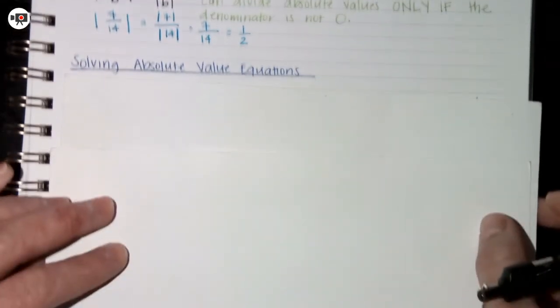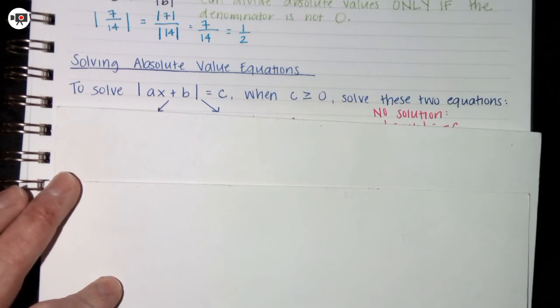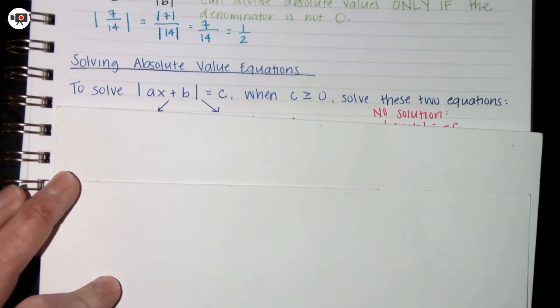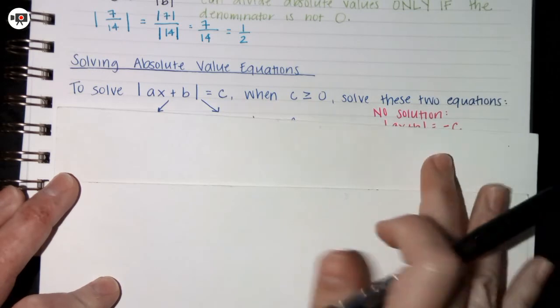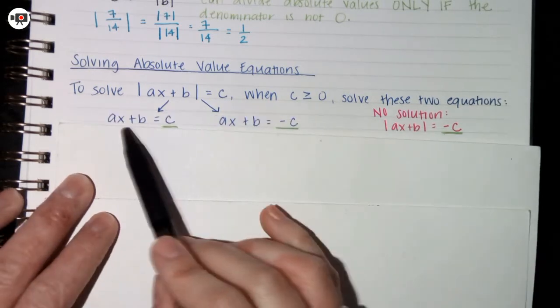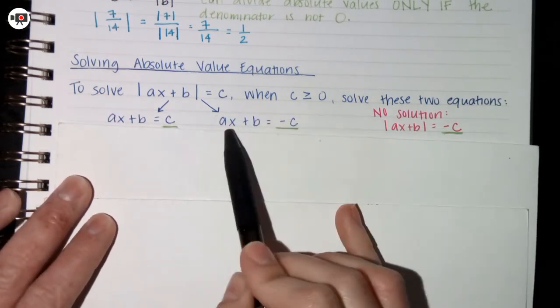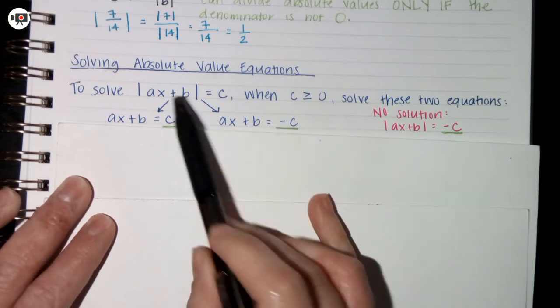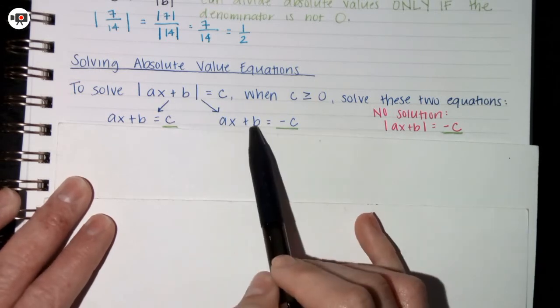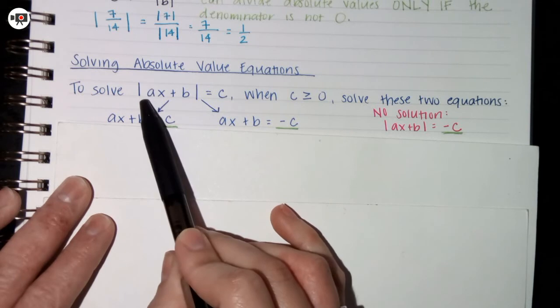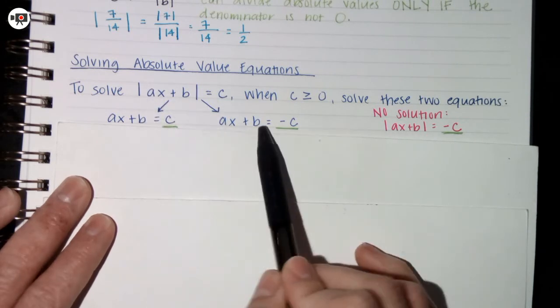So if we are solving absolute value equations, to solve |ax + b| = c, if c is positive, then we can have two equations: ax + b = c, and ax + b = negative c. So we split them into two equations, take away the absolute value bars, and then solve each of them for x.